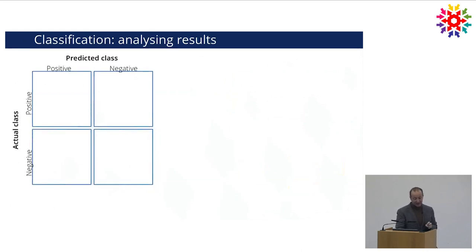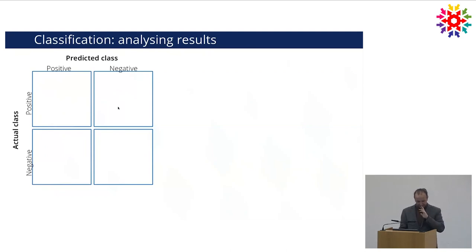For classification, we have different ways to analyze the results. This is what is called the confusion matrix. Typically, if you have only two classes, you want to check whether you predicted something to be positive and it was actually positive, or negative and actually negative, and the kinds of wrong predictions.